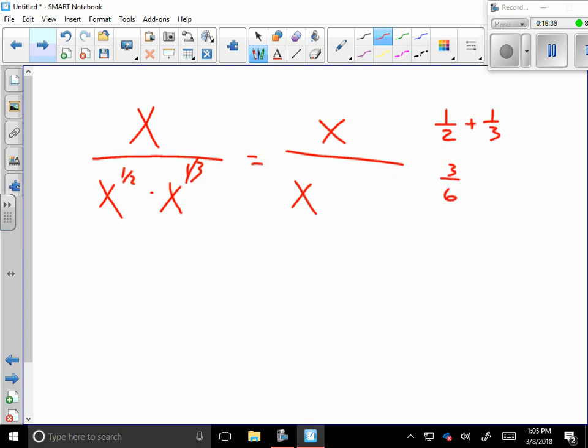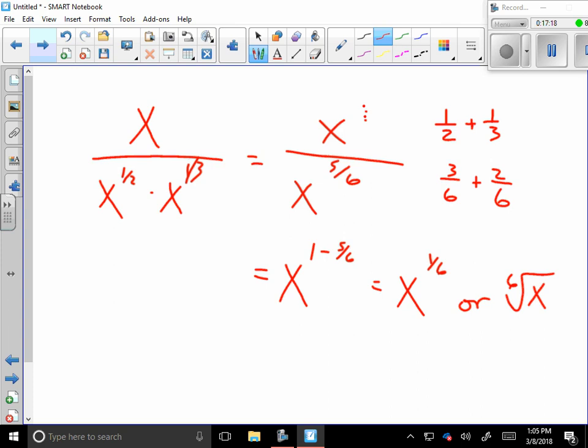What is a half plus a third? That's 3 6 and 2 6, 5 6. Okay. And then this one has an exponent of 1. We don't write it, but it's implied to be a 1. And so when you're dividing, just like when you're multiplying, you add. When you're dividing, you subtract the exponents. 1 minus 5 6 will be 1 6, aka 6th root of x. Either one.